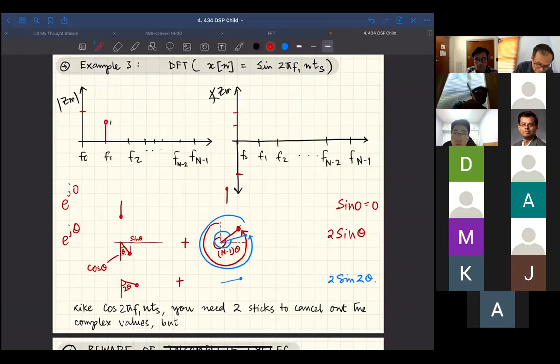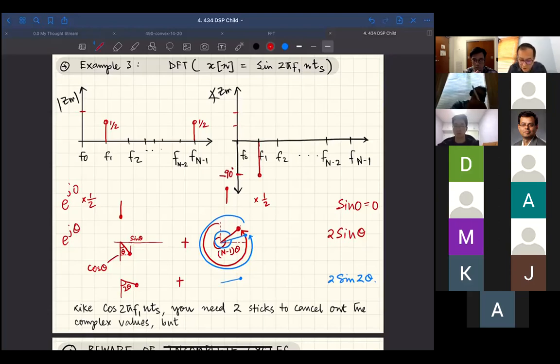F1 at half, Fn-1 at half, right? Because we want this to be half. We want this one also to be multiplied by half. But for F1, what phase should it start at? Wouldn't it be like negative pi over 2 or 3 pi over 2? Negative pi over 2.